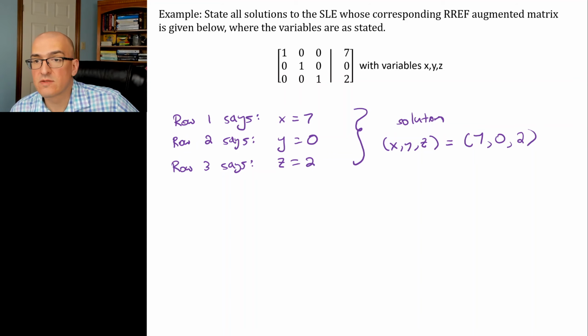If you're curious, the initial SLE, which this question didn't show us, would have been ax plus by plus cz is equal to 7, and then similar for the other two equations. Each of those is a plane. What we found is the point of intersection of three planes.